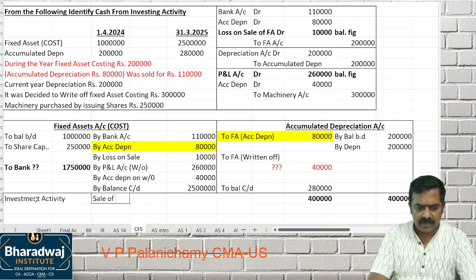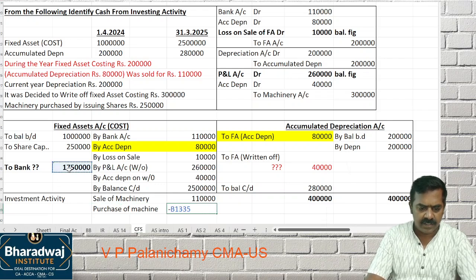Sale of asset, sale of machine. How much? 1,10,000 will come then. Purchase of machine or fixed asset. How much? It's an outflow. So net, how much do we get?